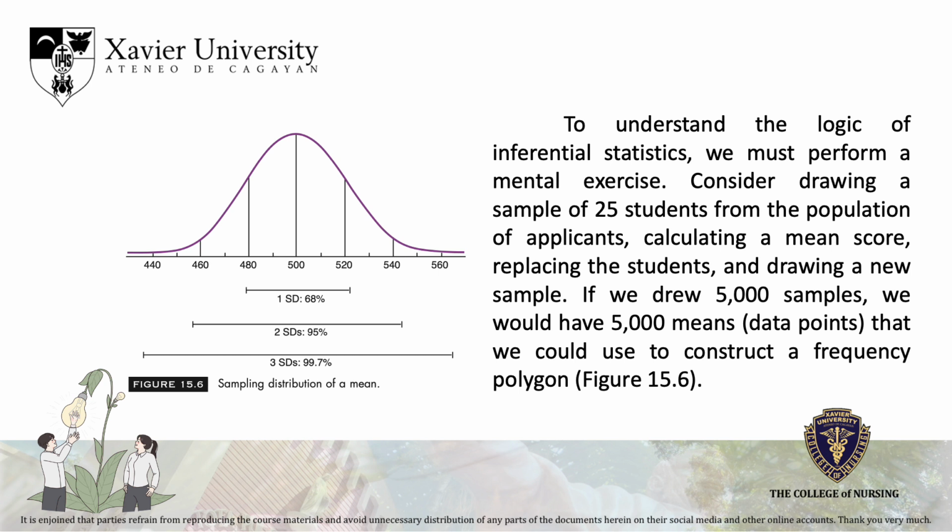A sampling distribution is theoretical because in practice, no one actually draws consecutive samples from a population and plots their means. Statisticians have shown that first, sampling distributions of means are normally distributed, and second, the mean of a sampling distribution equals the population mean. In our example, the mean of the sampling distribution is 500, the same as the population mean.